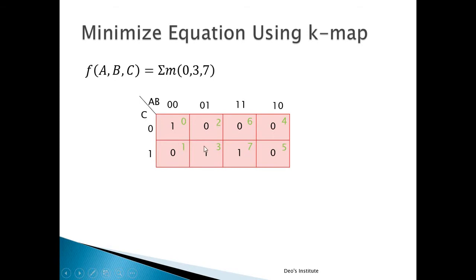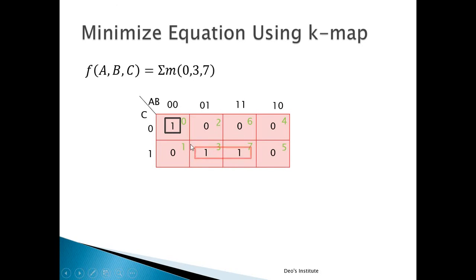Now we have the 1s and we have to write the equation in SOP. So we'll make groups of 1s. In the last video lecture, we discussed how grouping can be done. Now see here, cell number 3 is adjacent to cell number 7, so we can group these two cells. Cell number 0 is adjacent to 1, 2 and 4, but cells 1, 2, 4 contain 0 and cell 0 contains 1, so we cannot group it with them. It will remain a single cell.